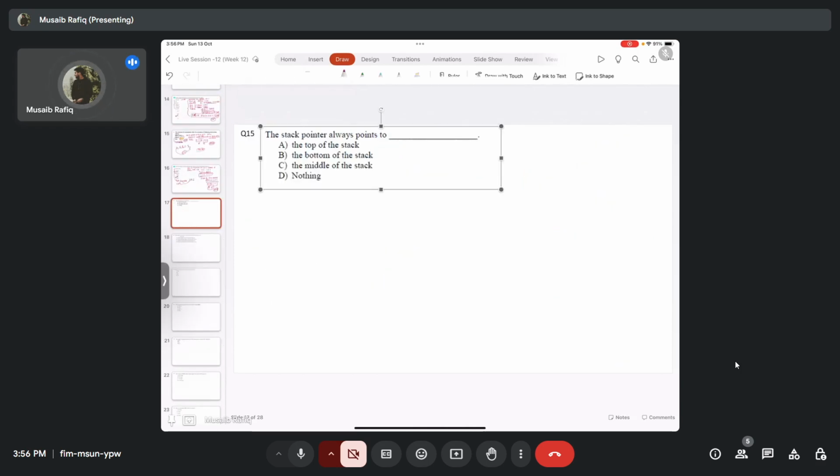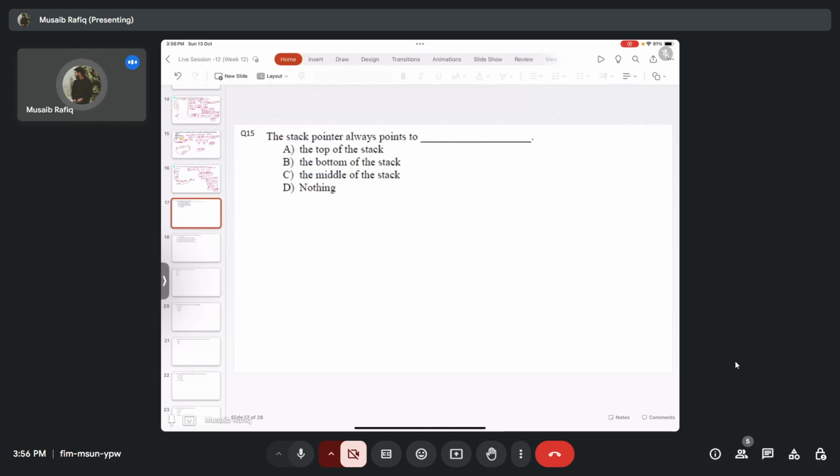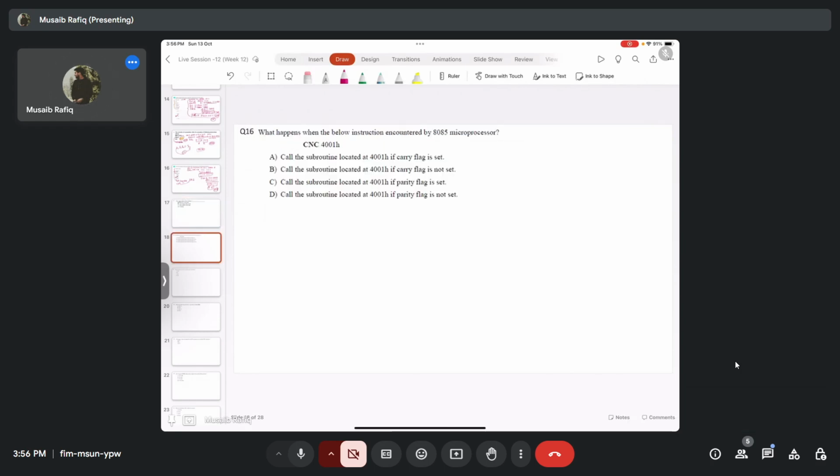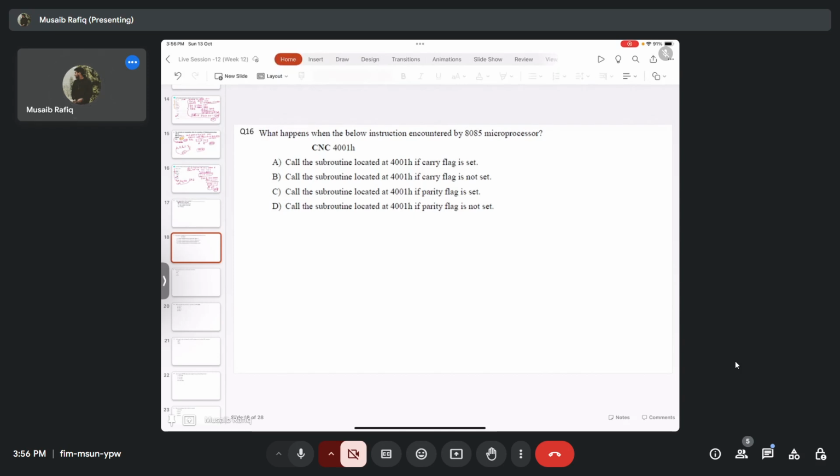Now I have a question. I think we discussed this one. Can anyone tell me what the stack pointer always points to? Yeah, the stack pointer always points to the top of the stack. Then question 16. What happens when the below instruction is encountered by the 8085 microprocessor, CNC 4001 hex? What happens when the following instruction is encountered by the 8085 microprocessor?